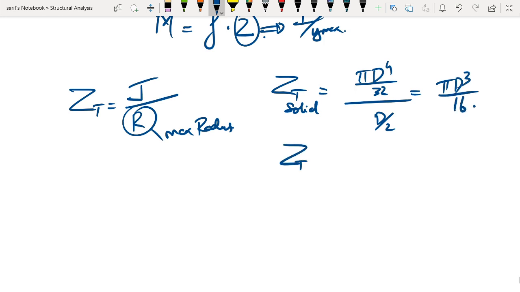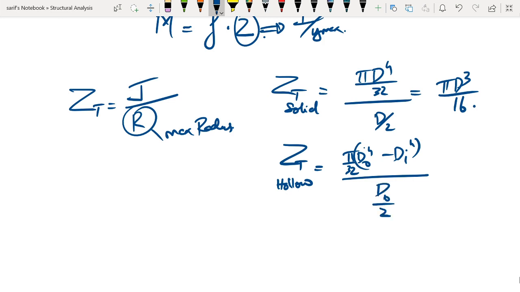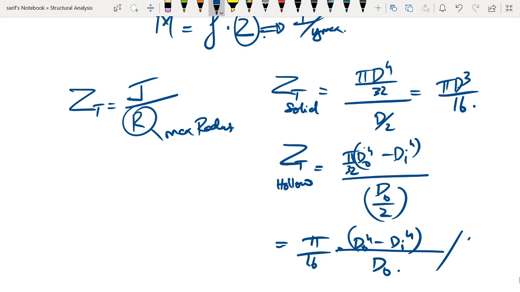And if you are doing it for a hollow shaft, this will be pi by 32 into d outer raised to 4 minus d inner raised to 4, and the maximum radius will be d outer divided by 2. So if we rewrite the equation, we will get it as pi by 16 into d outer raised to 4 minus d inner raised to 4, the whole divided by d outer. So this will be the equation in case of a hollow circular shaft. So basically these equations may come handy while solving the problems. You don't have to learn them by heart, but you have to remember this particular concept.